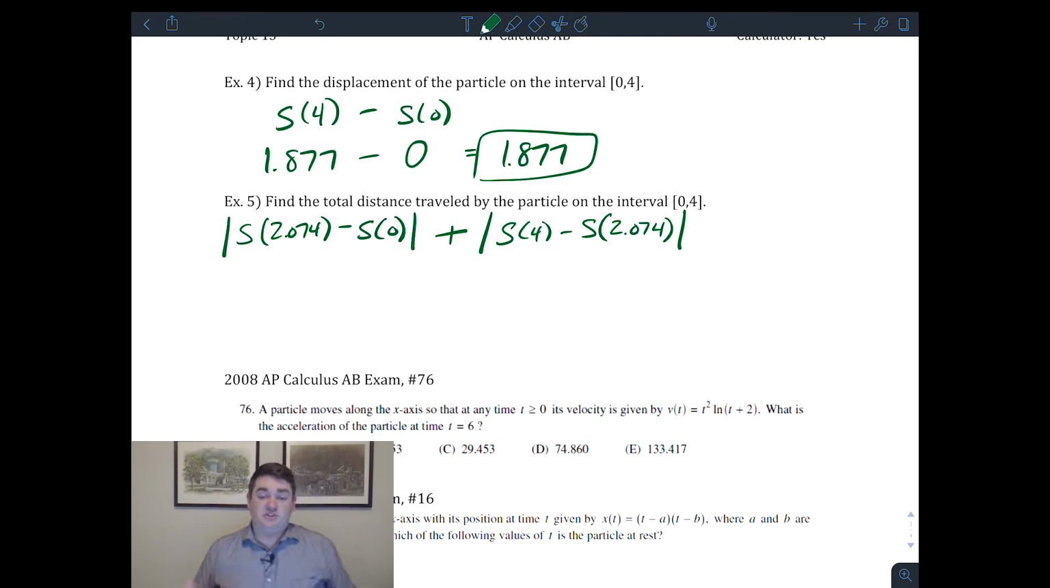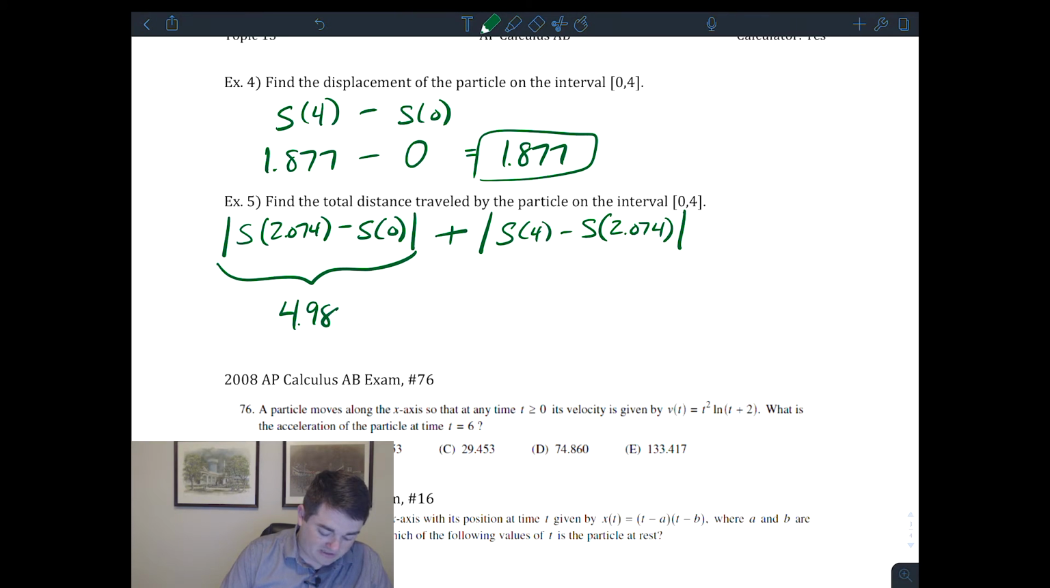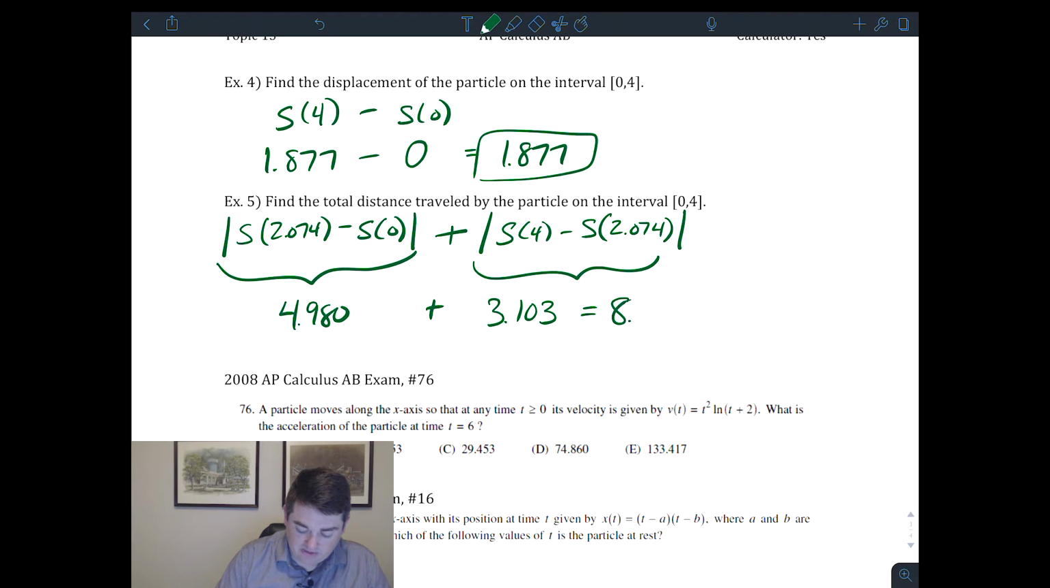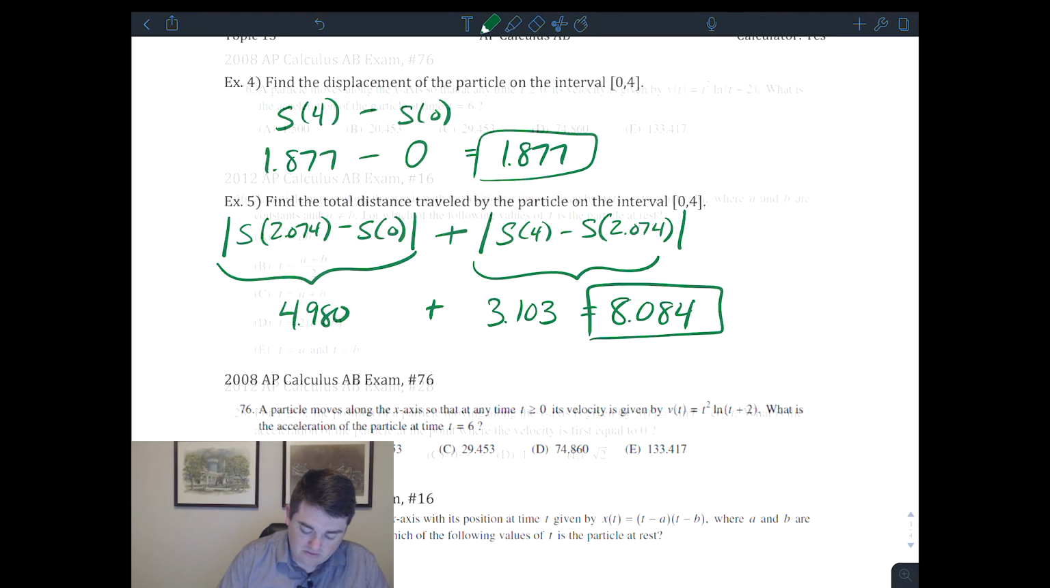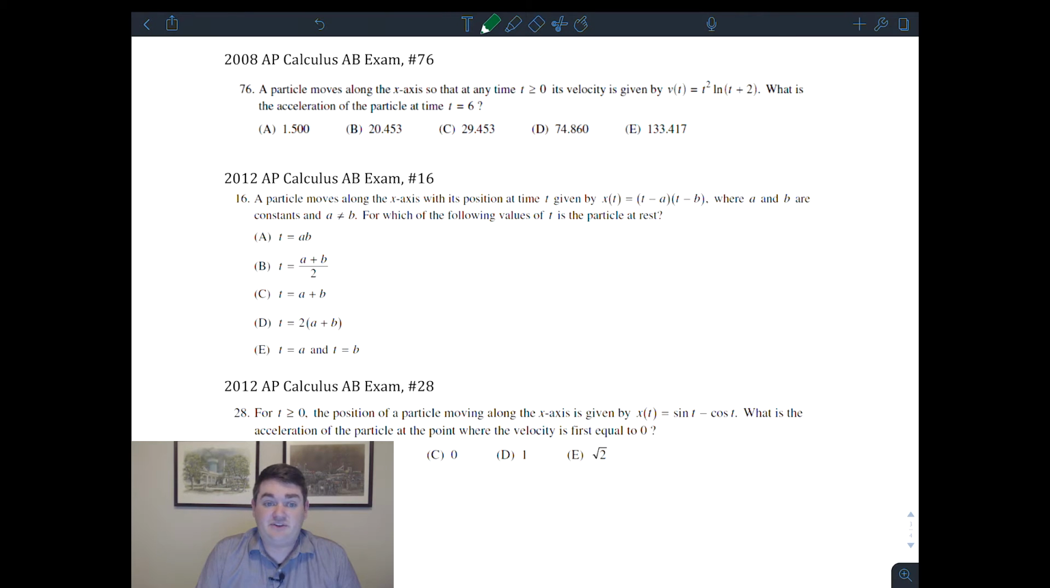Okay. And using your calculator, these are pretty easy to find, especially if you still have that value stored from earlier. So this displacement is 4.980. This displacement is 3.103. Add them together and you get 8.084.